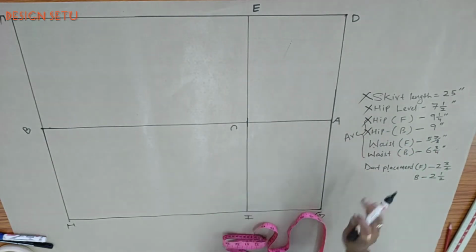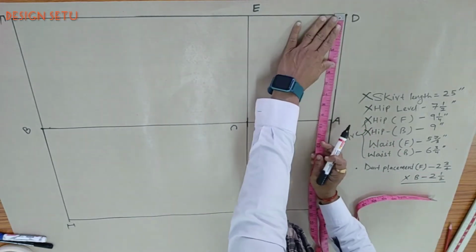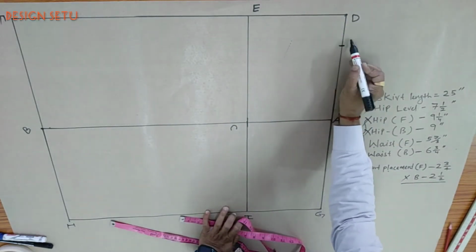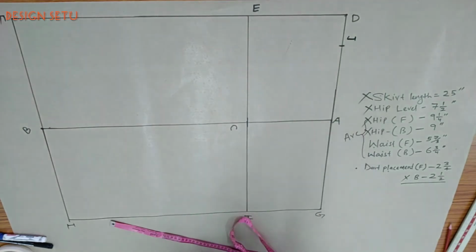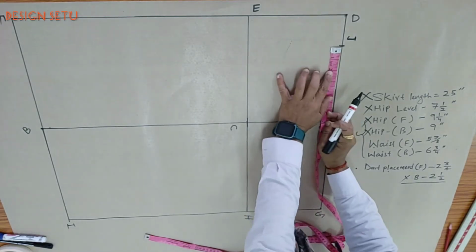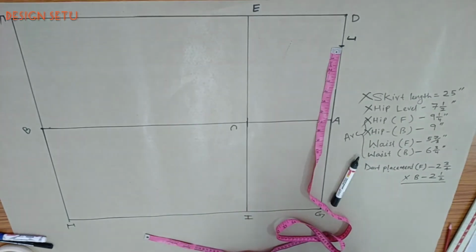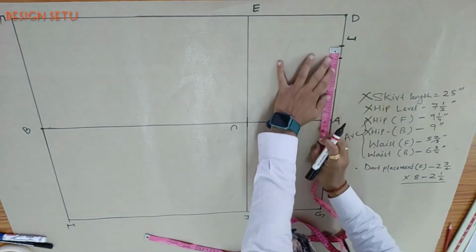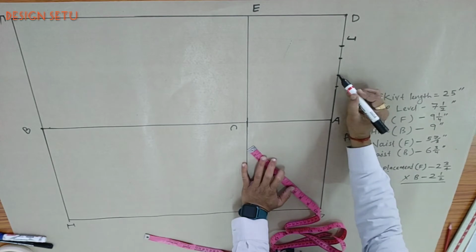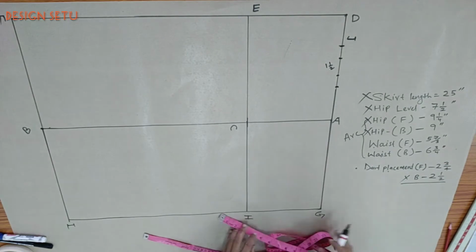Now point D to J. D to J is dart placement for back, which is 2.5 inches. From point J we will mark 1 inch for the dart, give a gap of 1.5 inch, and again 1 inch for the second dart. Area A to D is defined for the back waist.